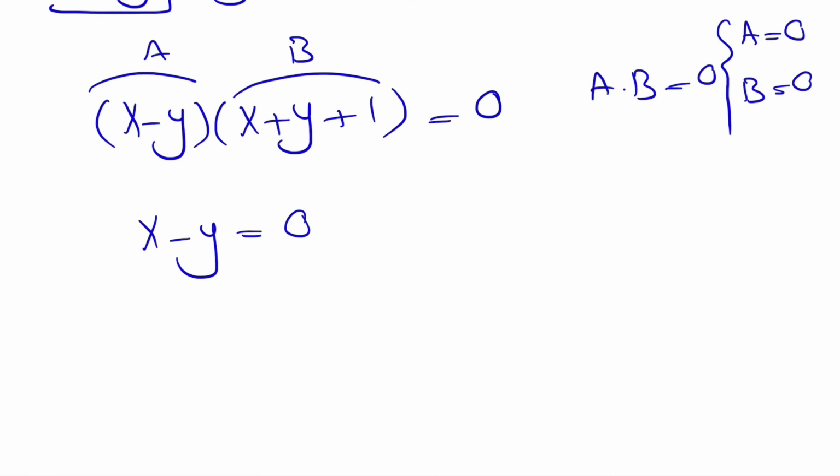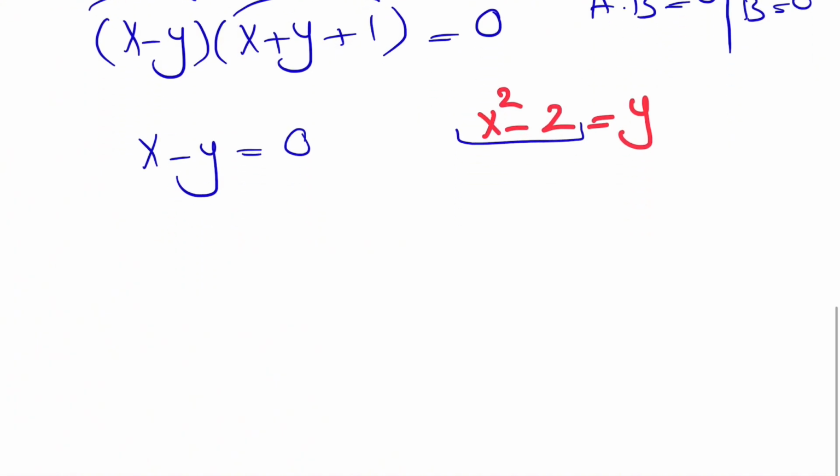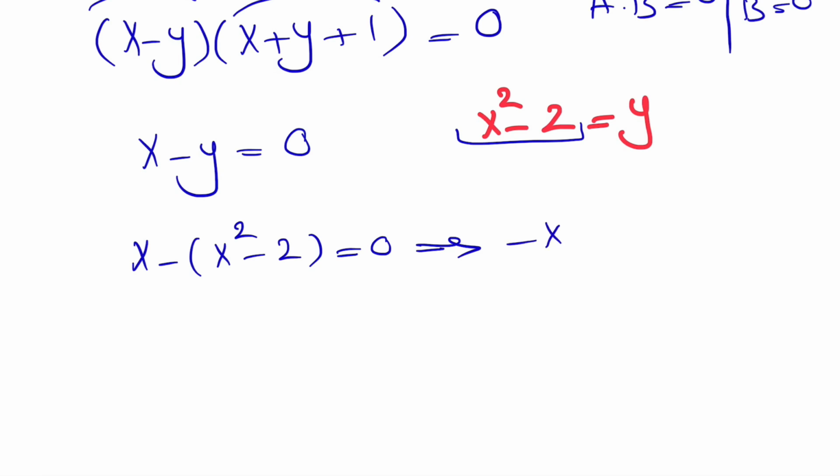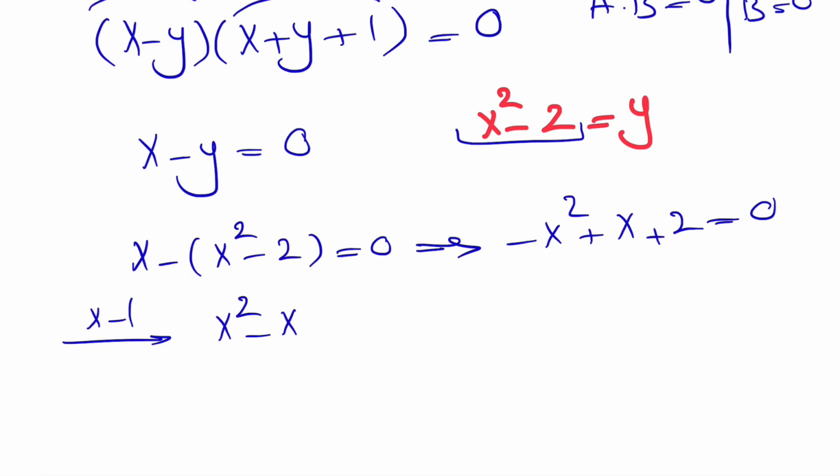So you have to keep in mind that we called x squared minus 2 equal to y. So we're going to use this instead of our y in here. So we have basically x minus y, which is x squared minus 2 is equal to 0. And if we look at this, we'll see we have minus x squared plus x plus 2 is equal to 0. We can multiply that by minus 1 in order to get rid of the negative sign. So x squared minus x minus 2 is equal to 0.